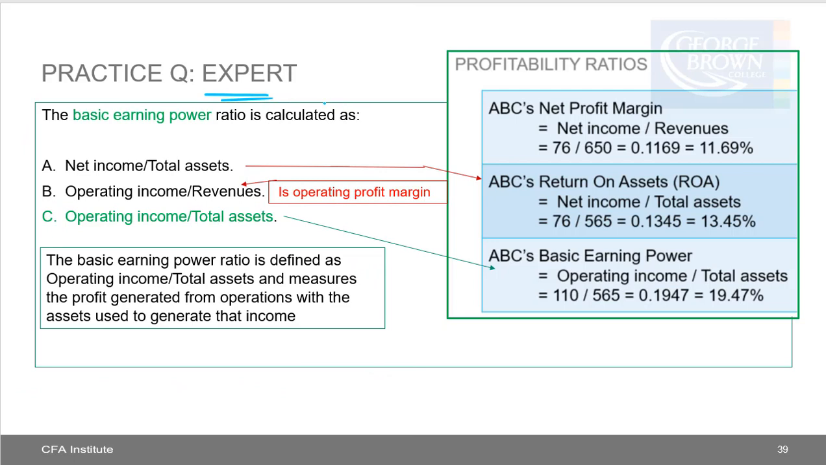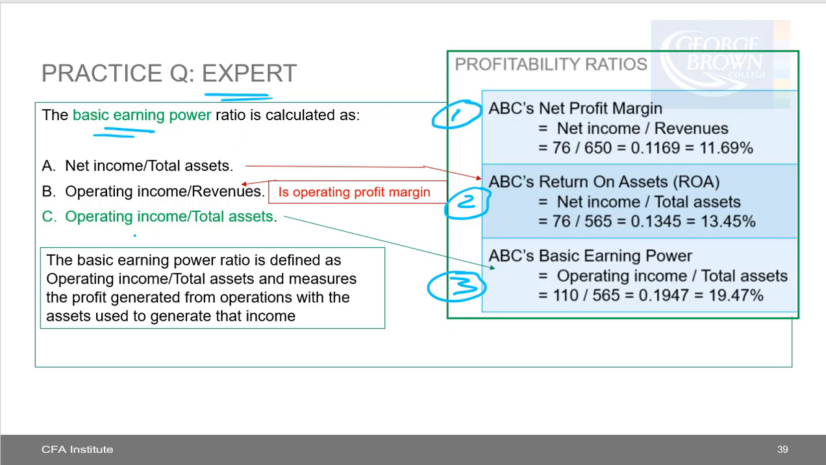I just want to show you, I've been going through some numbers, we've been doing some calculations, but in terms of the exam, what's considered to be an expert question is just being able to identify the ratio. And so you have to have it memorized. And for profitability ratios, there's only three ratios. Number one is the net profit margin, net income divided by revenues. Number two, return on assets, which is net income divided by total assets. And number three is the basic earning power, which is operating income divided by total assets. So this was just asking you to recall the formula for the basic earning power ratio.